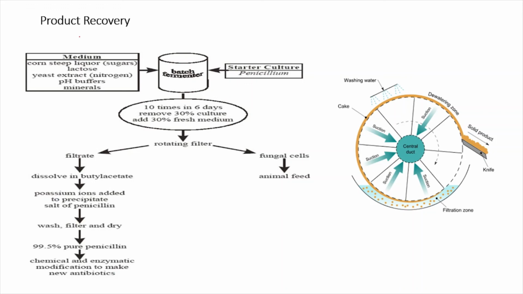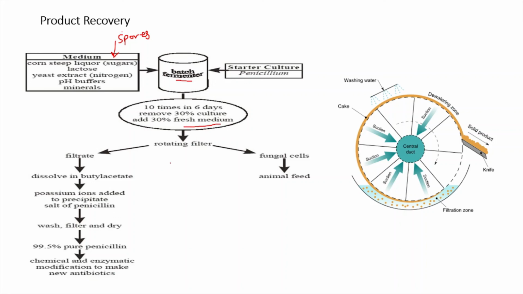Now, the final step. Once the penicillin has been produced, what will you do? You will recover that penicillin. You add the media and you add the spores to the media. This is the media that has been shown, corn steep liquor and yeast extract, and you stabilize the pH to around 6. So you add the lyophilized spores to this media, and then you add these spores plus media to a batch fermenter along with a starter culture. After some time you will get penicillin here.